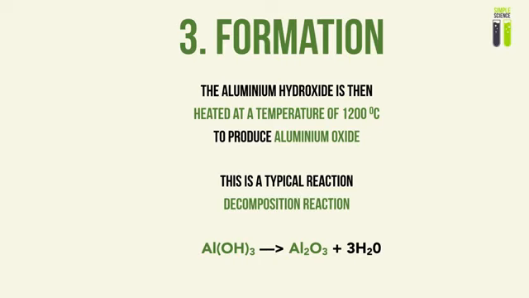We're going to obtain pure aluminium oxide simply by heating aluminium hydroxide at a temperature of 1200 degrees Celsius. And this is simply a typical decomposition reaction. One compound is heated to produce two compounds. So the aluminium hydroxide is heated at a very, very high temperature to produce aluminium oxide, pure, and water. Now we have obtained pure aluminium oxide.